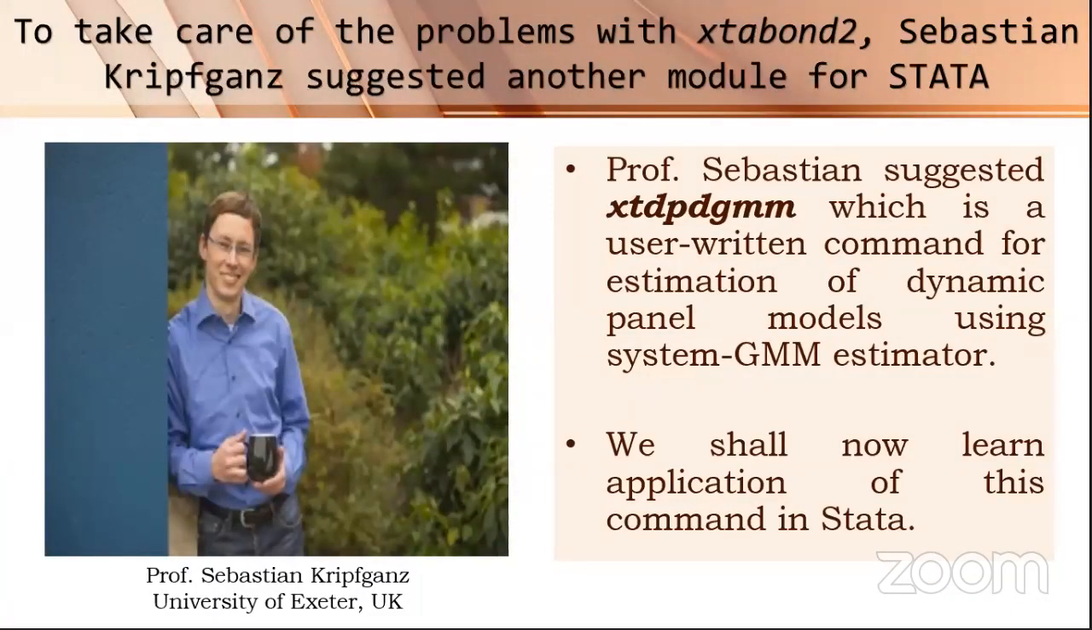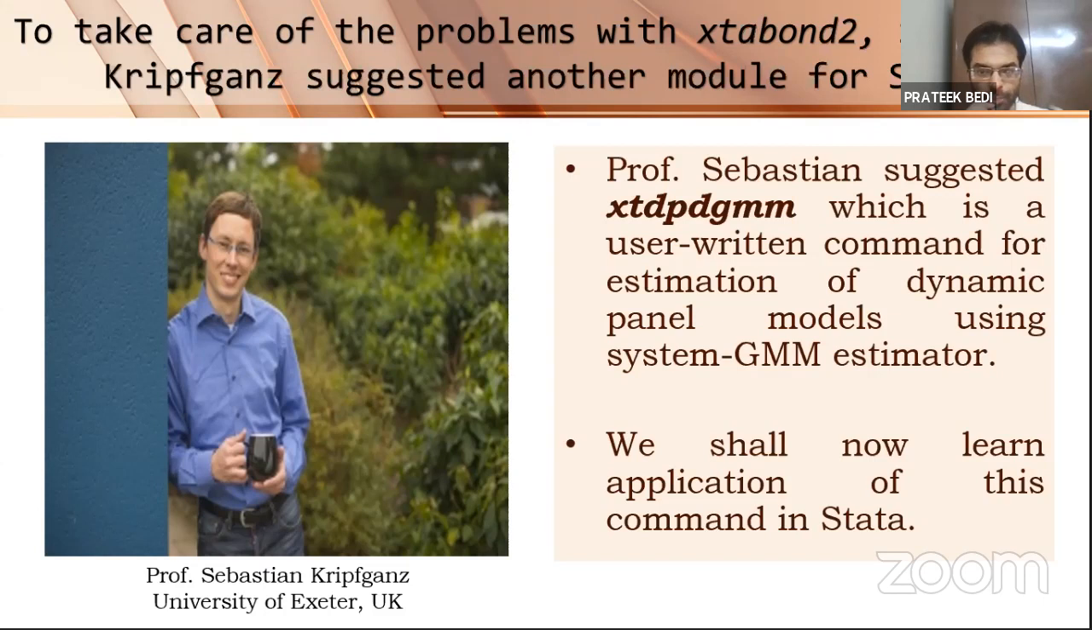I am basically picking up from where sir has just left, and the entire objective of my discussion is to equip you with implementation of xtdpdgmm based on the system GMM estimator in Stata. So for the next hour or so, I'll be talking about this command, how to implement it, what the limitations are, and what points we need to take care of while estimating dynamic panel models using this command called xtdpdgmm. So let's start.